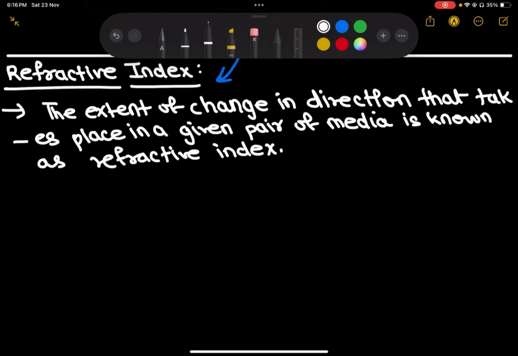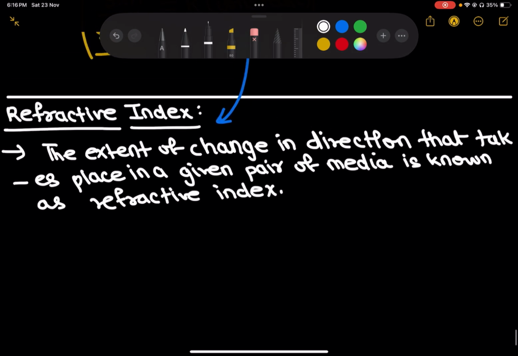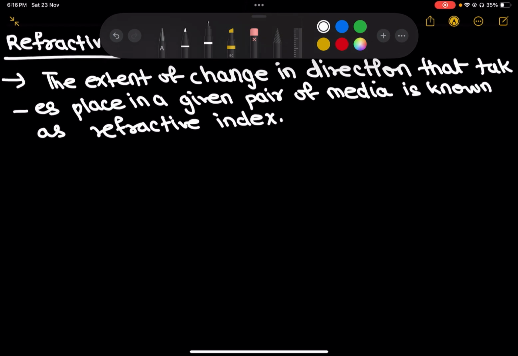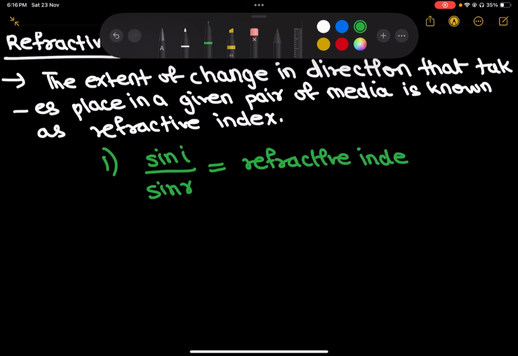So now this refractive index you understood. The first formula for refractive index is sin I upon sin R. There are a total of three formulas which you have to remember basically. The first formula is sin I upon sin R is equal to refractive index. Refractive index is sometimes denoted as n. It is also denoted as mu.